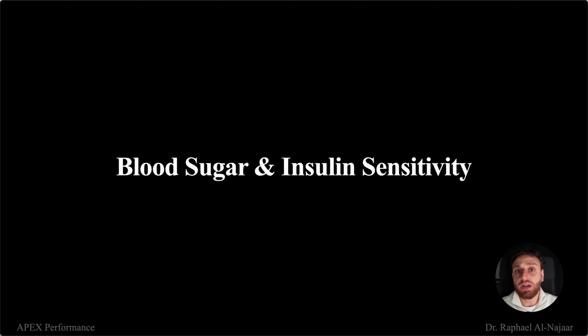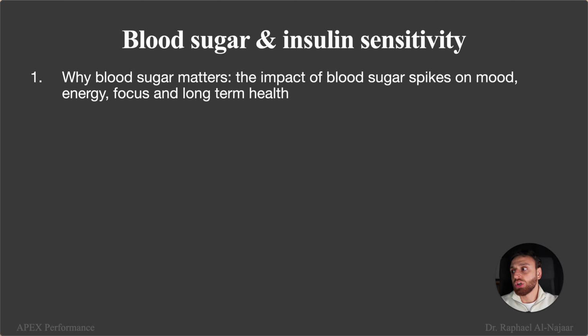Then we have blood sugar and insulin sensitivity. So let's talk a little bit about why blood sugar matters and the impact of your blood sugar, and especially blood sugar spikes, on your mood, on your energy, focus, and your long-term health. So what is a blood sugar spike? A blood sugar spike is literally your blood sugar spiking, going up very fast and then going down again. And you get that usually with fast-acting carbs. So very simple carbohydrates will give you a blood sugar spike. Sugars will give you a blood sugar spike.